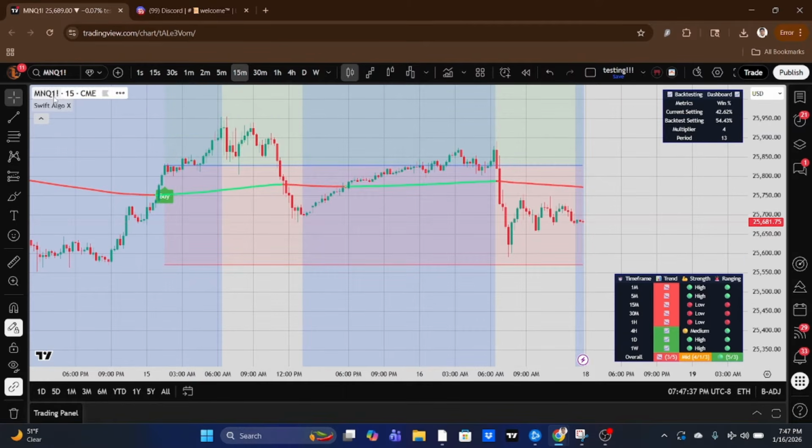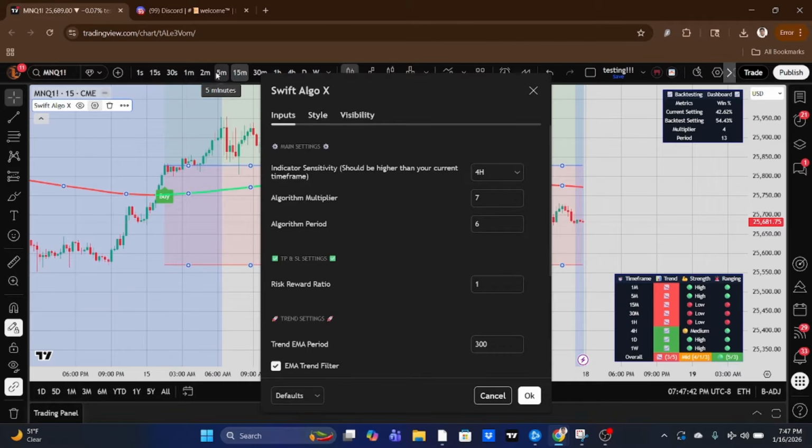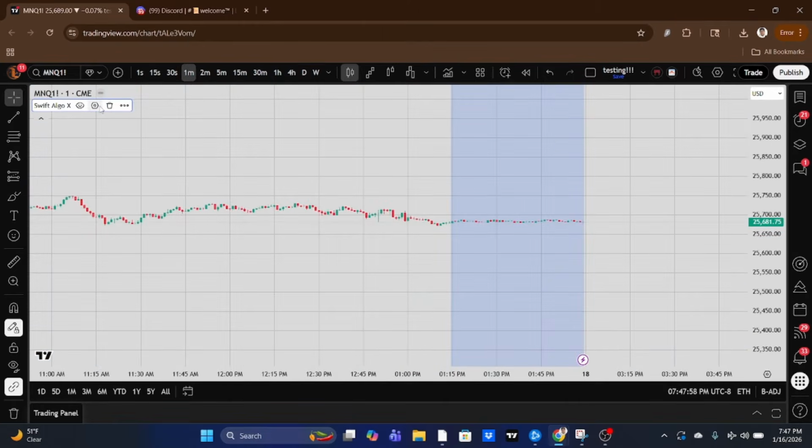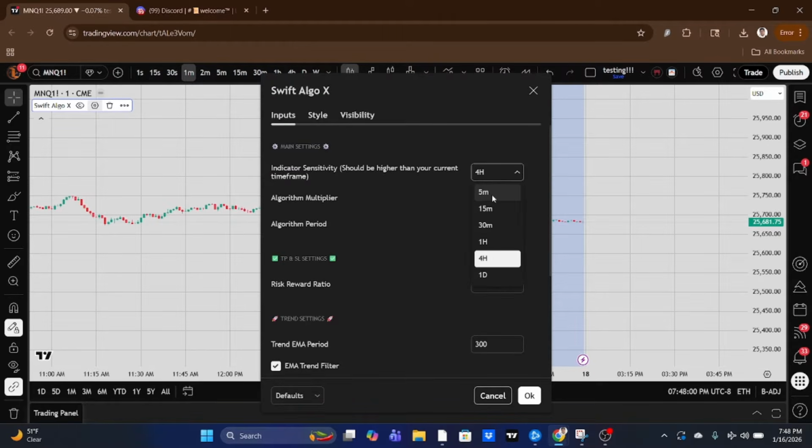So 54%. That's basically what they recommend: 5 minutes, 1 hour, 15, 4. It's what they suggest or advertise in their YouTube videos on Swift Algo's YouTube channel, but it does not mean you have to follow it. You can always experiment. Again, some traders trade on a 1 minute time frame, and they change this to 5 minutes.